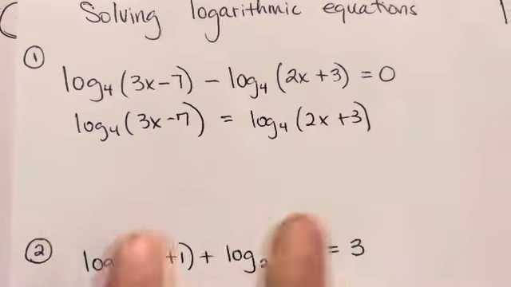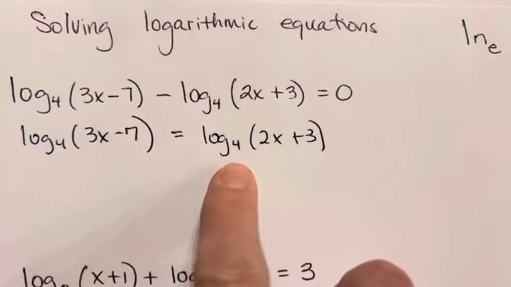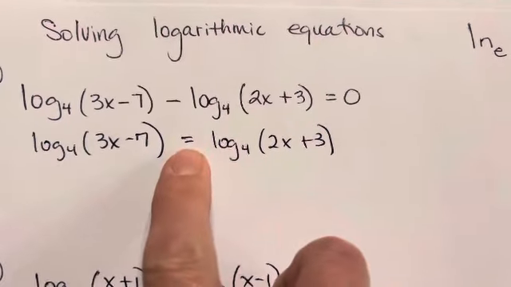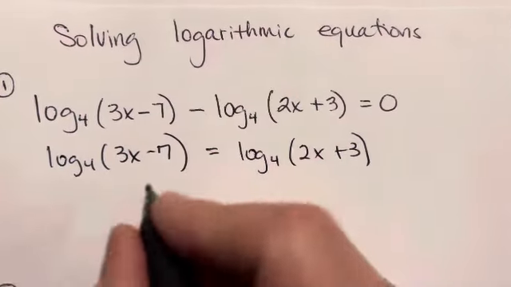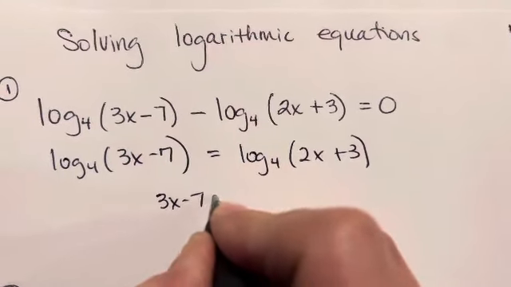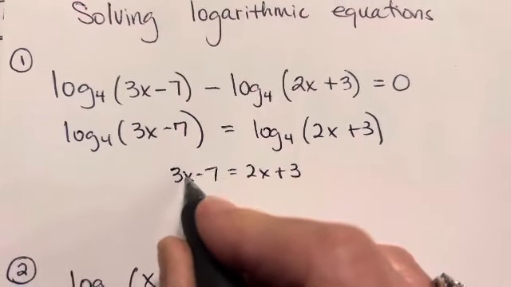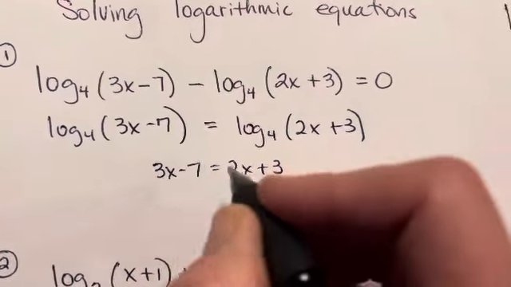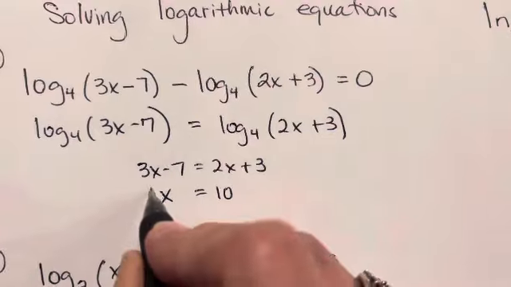Here's what I like about this one, if you catch this. I have a log base 4 equal to a log base 4. Since they're equal, I know what we're taking the log of must be equal. So that means I can take 3x minus 7 equal to 2x plus 3 and then solve. I'm going to bring the 2x to this side, so subtract 2x from both sides, which gives me x. Add 7 to this side, which gives me 10. So I should get x is 10.